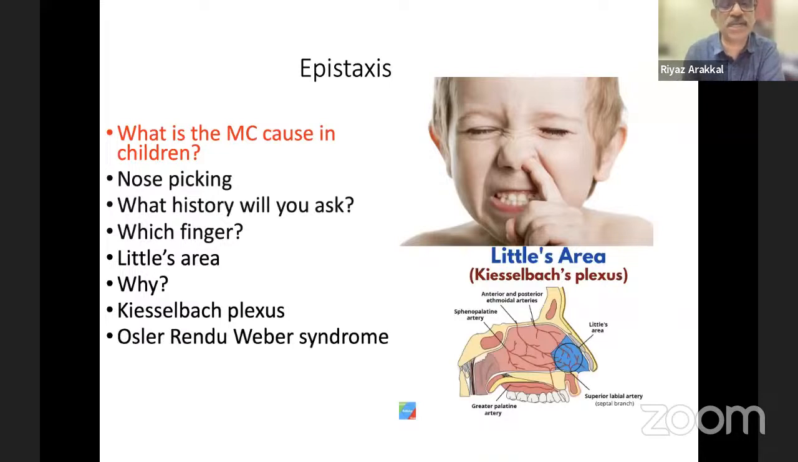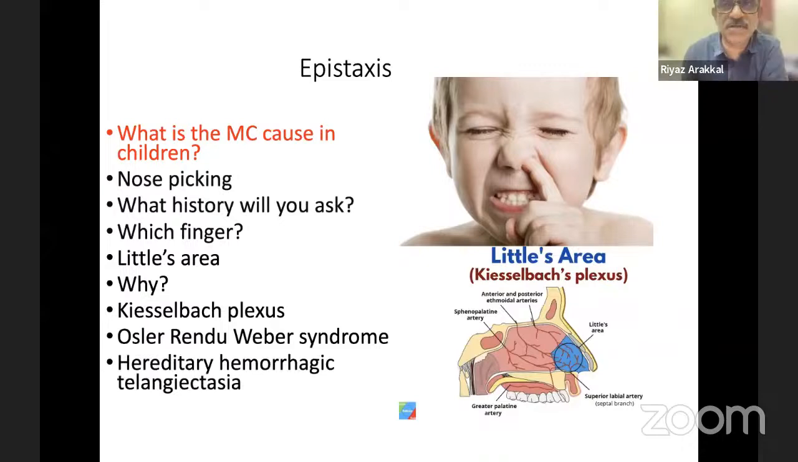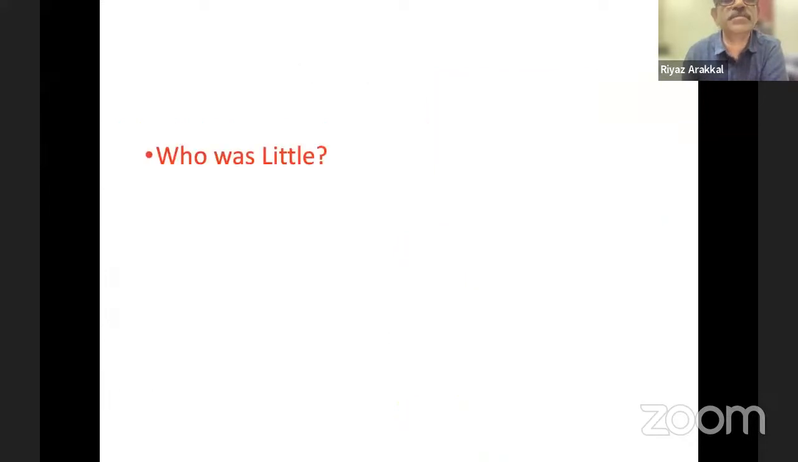Another cause is Osler-Rendu-Weber syndrome. Heard of Osler-Rendu-Weber syndrome? Anybody in the chat box? What is Osler-Rendu-Weber syndrome? Anjali, Kannur Medical College. Aisha? Hereditary hemorrhagic telangiectasia. A genetic condition which may cause recurrent epistaxis in children. How is it inherited? It's an autosomal dominant gene.